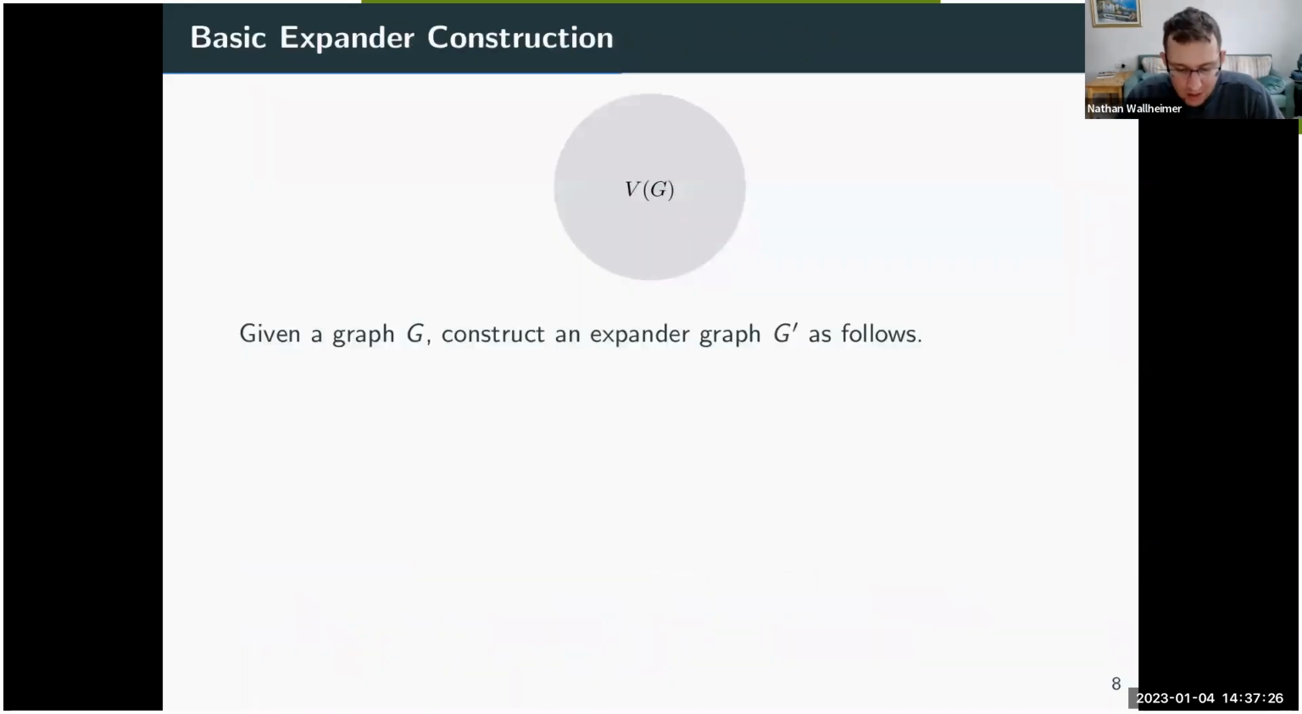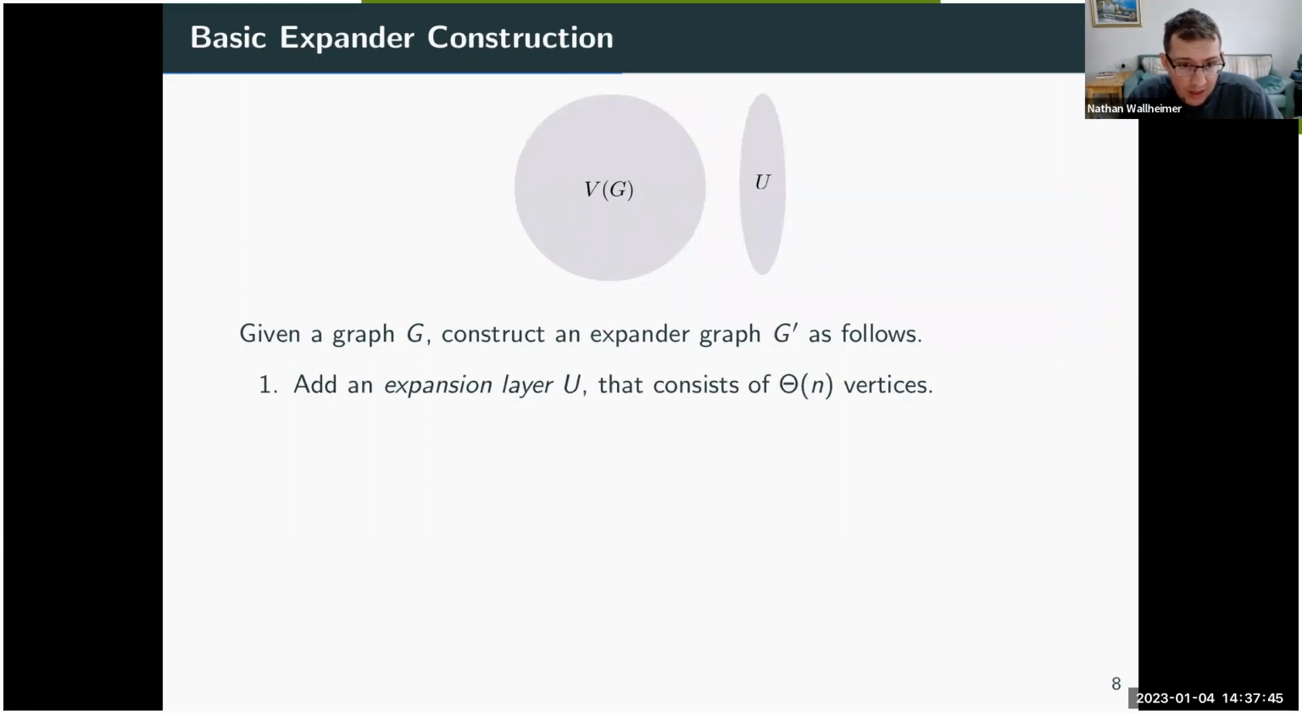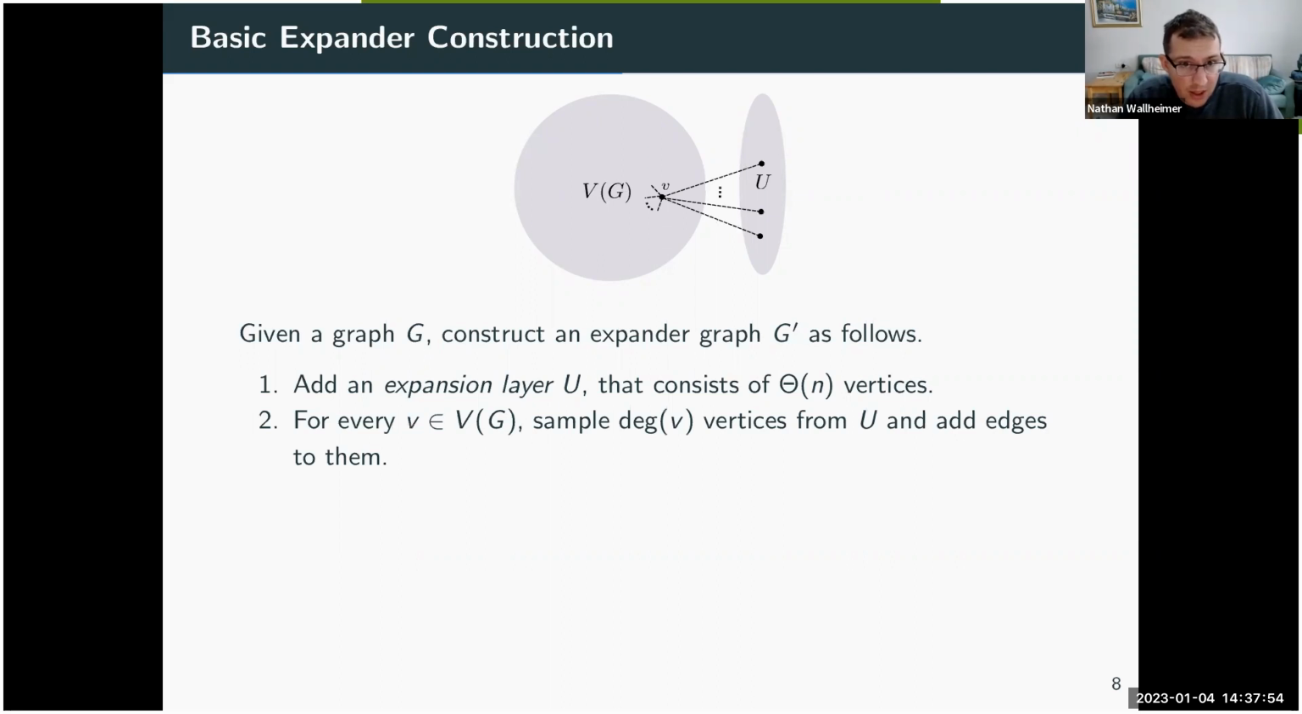Let's start with the basic expander construction. This is a construction that we use in many of the reductions. And it's a very simple one. Given a graph G, we want to construct an expander graph G prime. We will add an expansion layer U. This is just a bunch of something like n vertices. And then we're going to add edges in the following way. For every vertex V in G, we're going to sample the degree of V vertices from U. This is a random process, and add the edges to them.